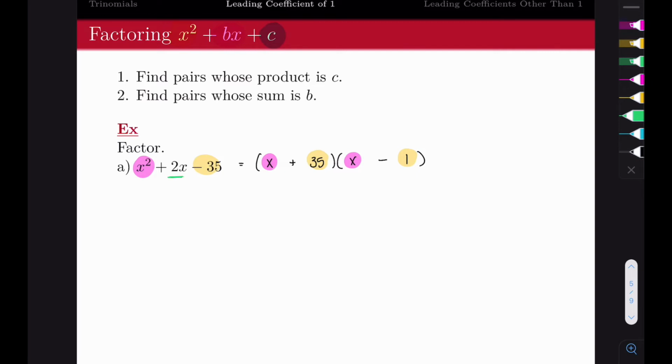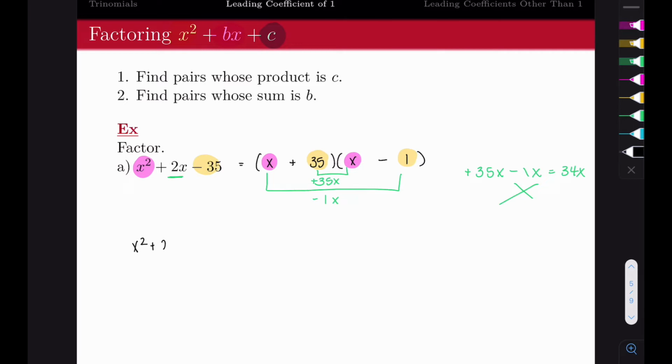Okay. That fits the criteria for the first and last multiplying to the two things. We're going to use this middle term to check. So we haven't used the outer and inner. That would give us negative 1x. The inner would give us positive 35x. These, when you add them up, do not give us the correct middle term. So it doesn't lead us to 2x, so this is no good. So that's not the correct factoring.